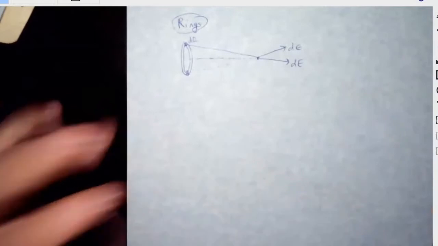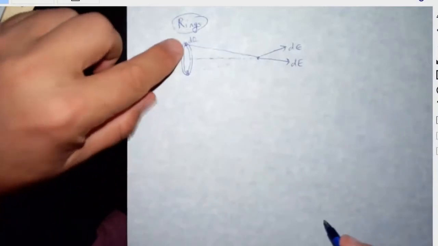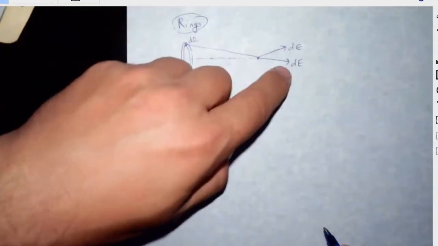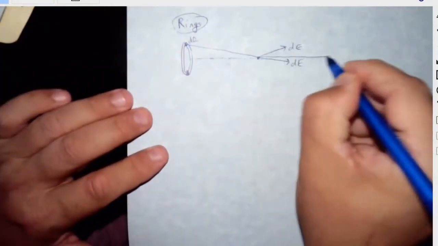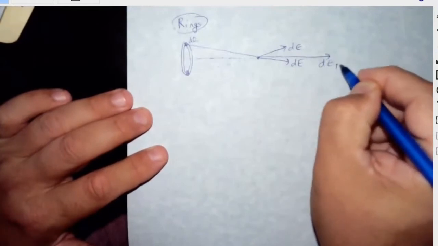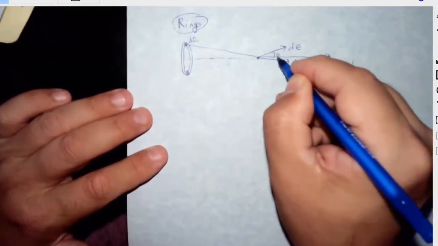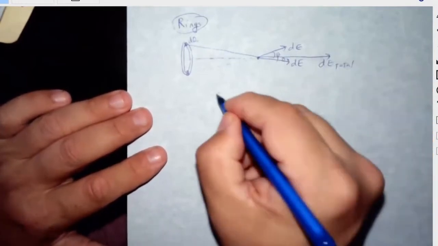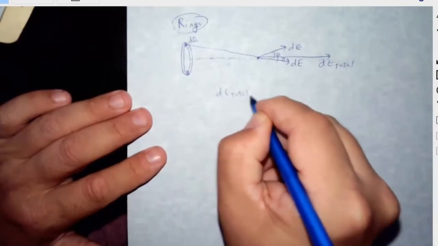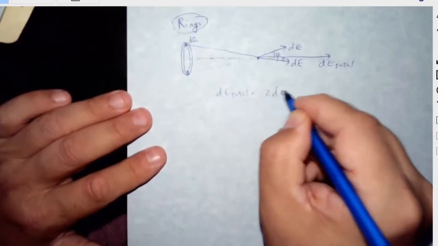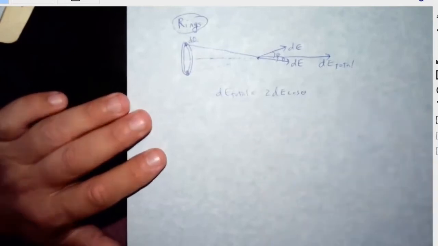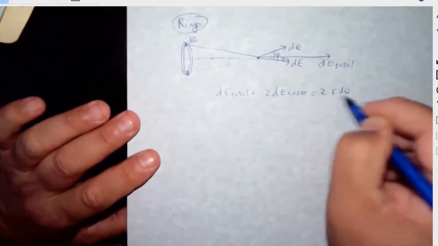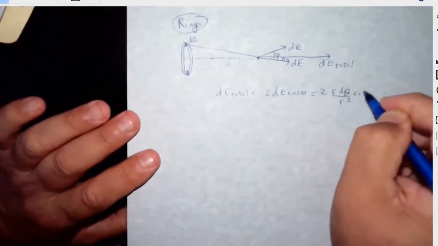So oftentimes we're using symmetry. In other words, one piece from the top, one piece from the bottom, and then only their x components survive, dE total. This is theta, this is also theta, and their y components cancel. So you could say dE total is equal to 2dE cosine theta. Okay, and then you say 2dE is equal to k dq over r squared cosine theta.